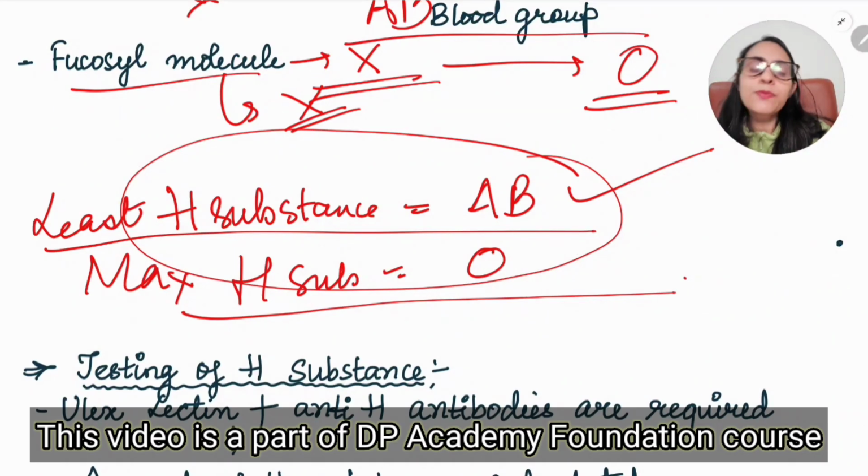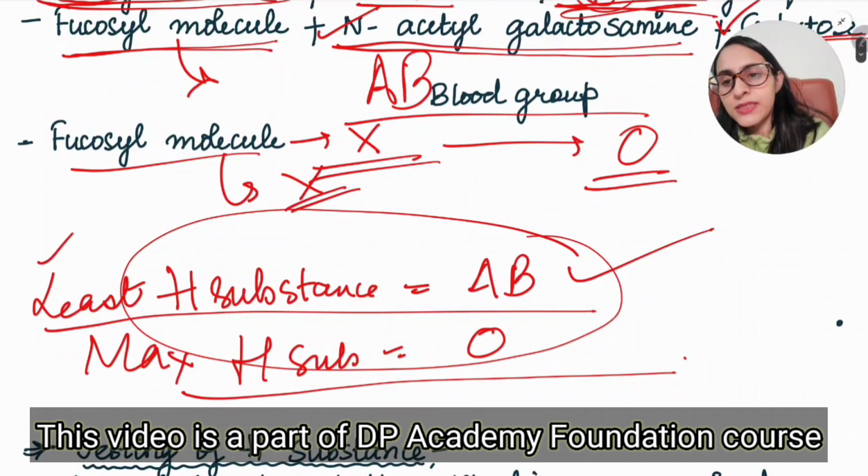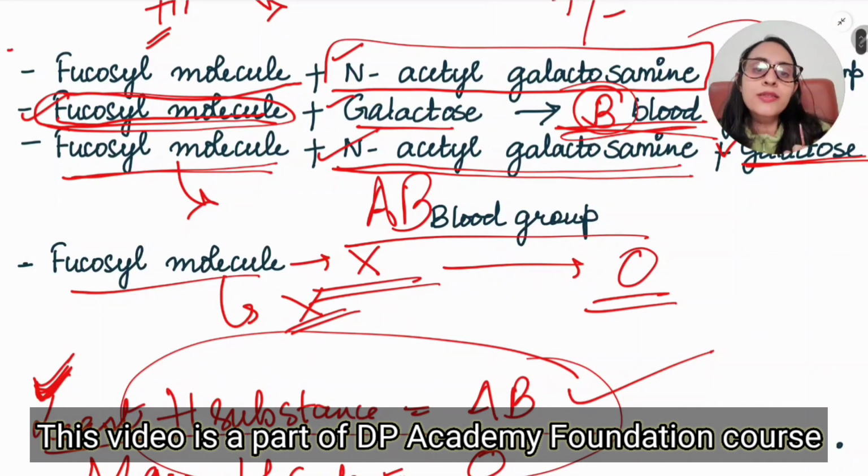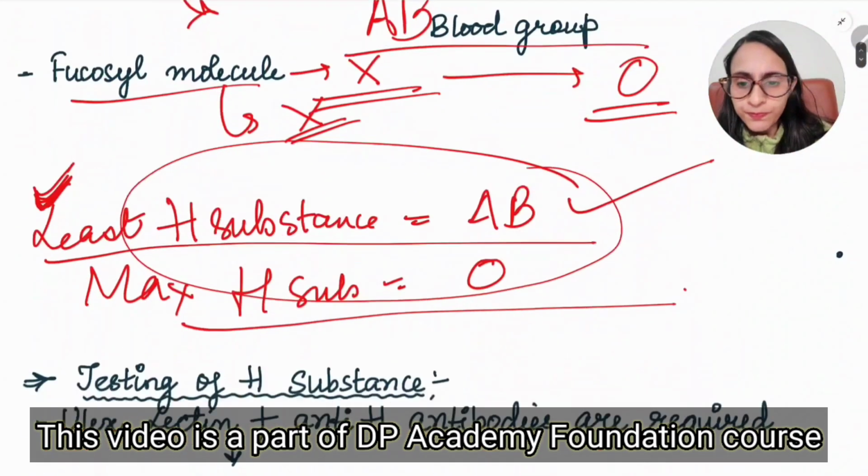So maximum is present on O blood group because it is not attaching to any of it, and we have plenty, we have lot of fucosyl molecule present. While on the other hand, least H substance is present in AB blood group. Why? Because most of the substance is converted into something else. It is attaching to N-acetyl galactosamine as well as to the galactose.